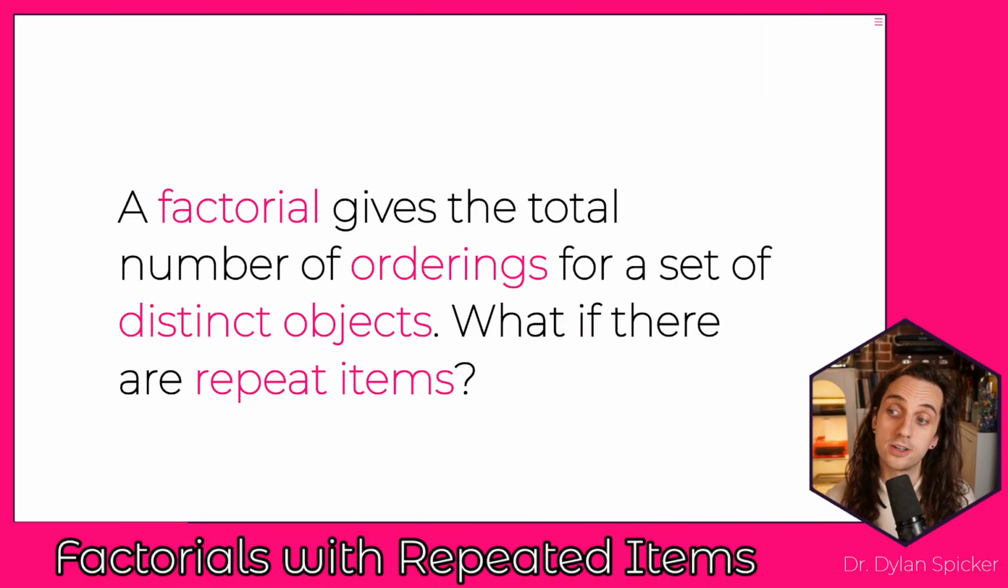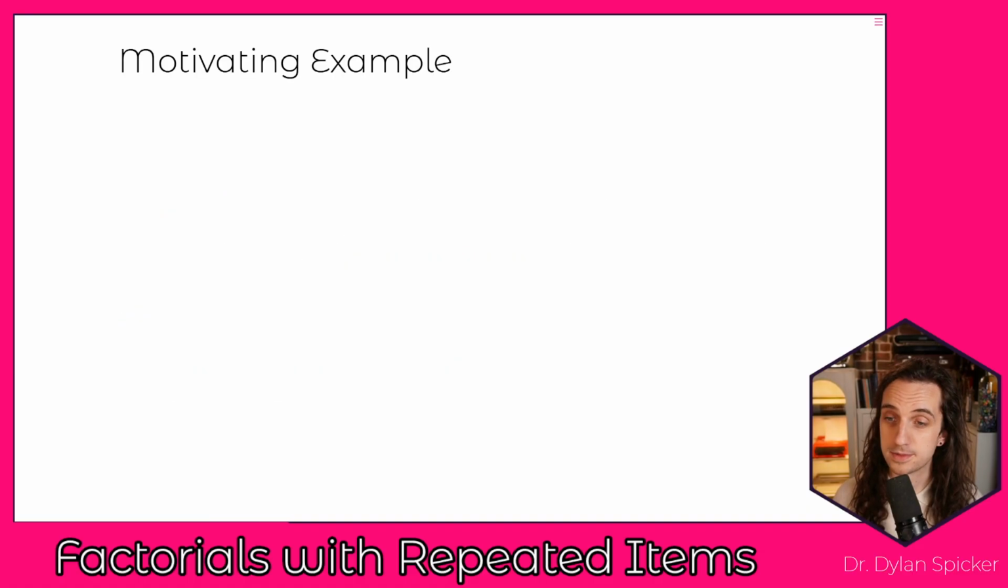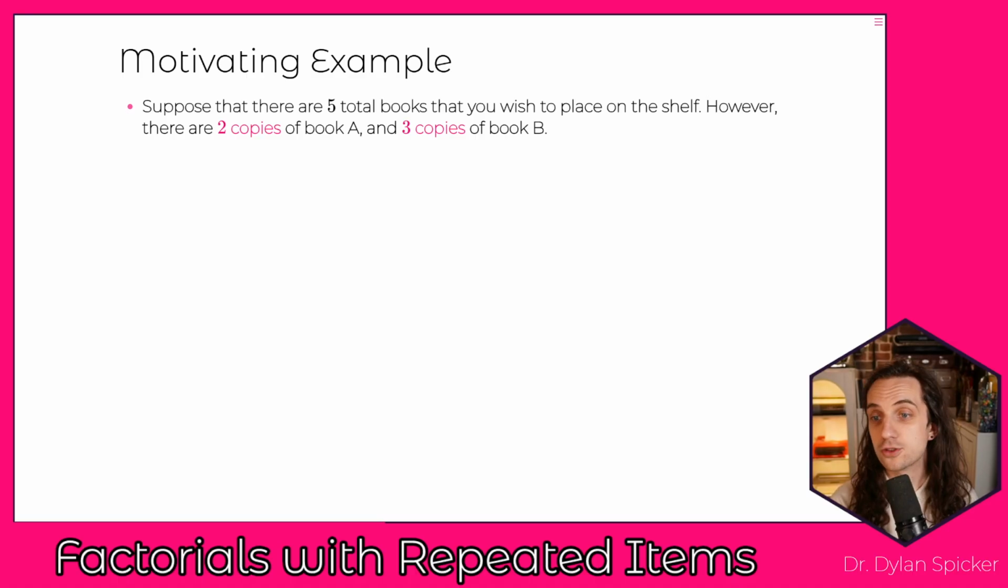So with the factorial giving the total number of orderings for a set of distinct objects, our question is, what happens if we have repeated items? To motivate this example, let's consider that we have a situation where there are a total of 5 different books that you wish to place on the shelf. However, instead of them all being unique books, we have 2 copies of the first book and 3 copies of the second book. And we want to know how many ways you can order these books on the shelf.